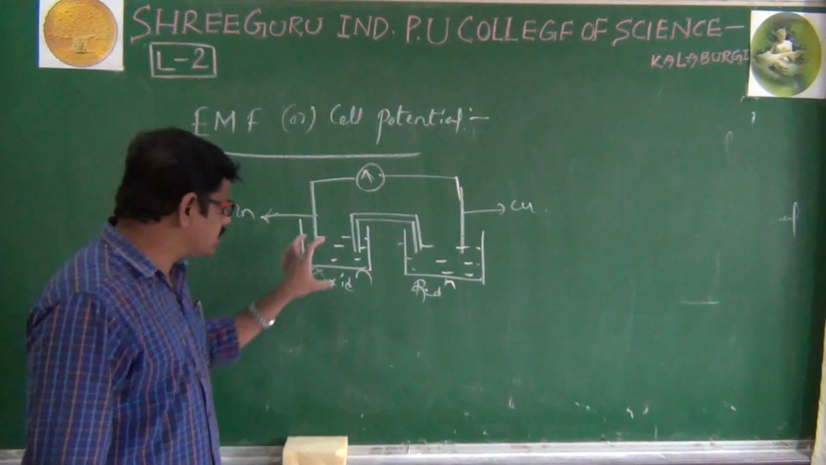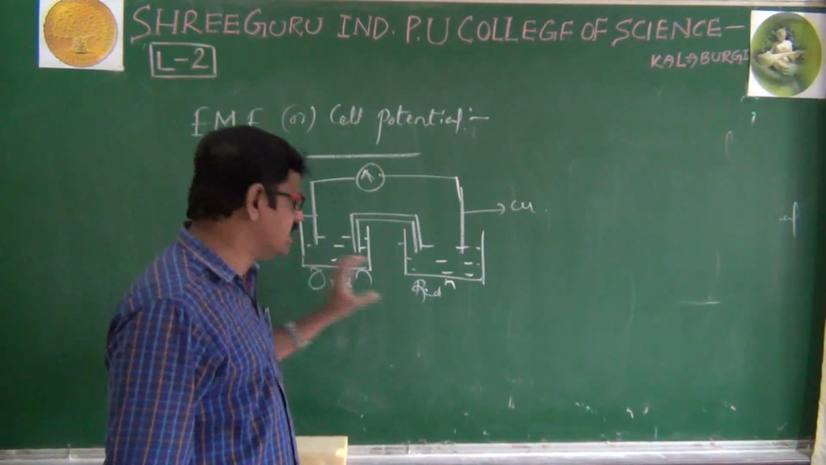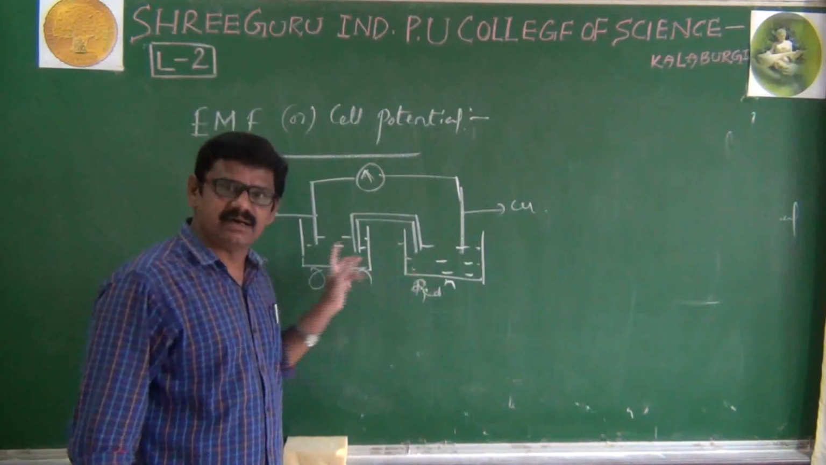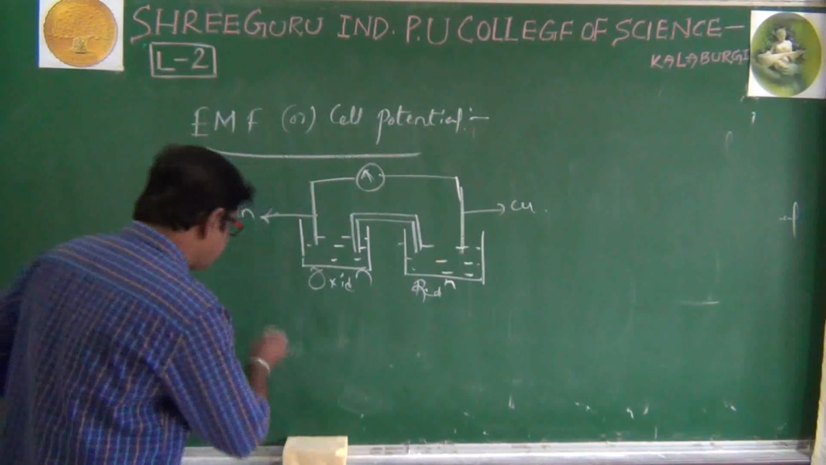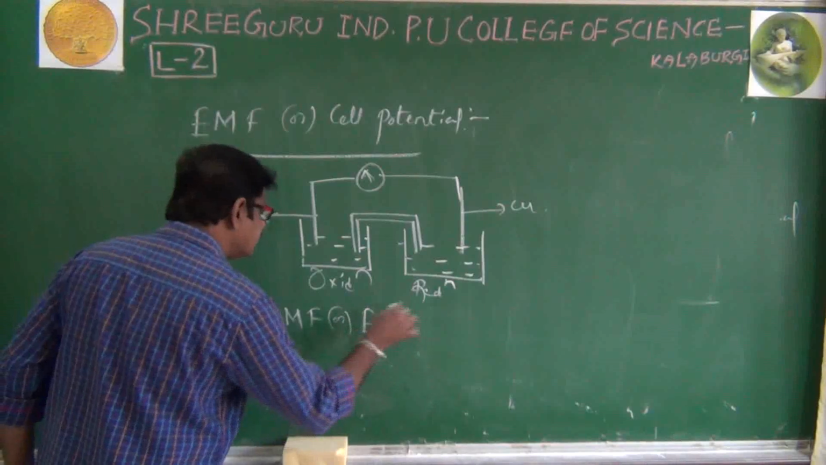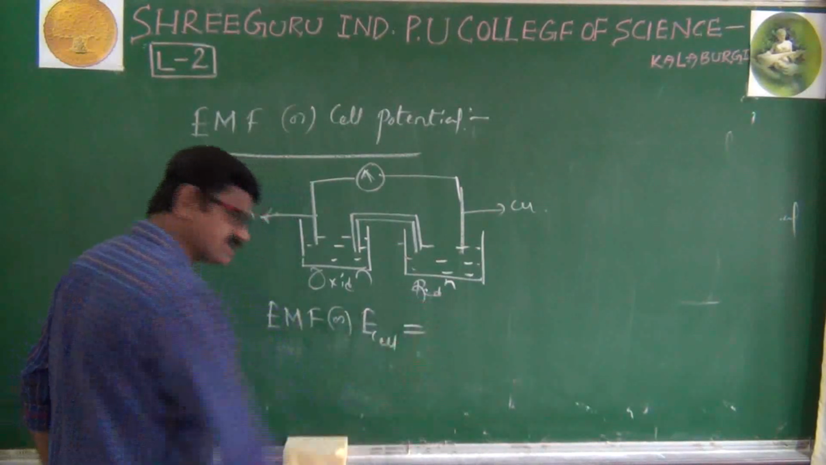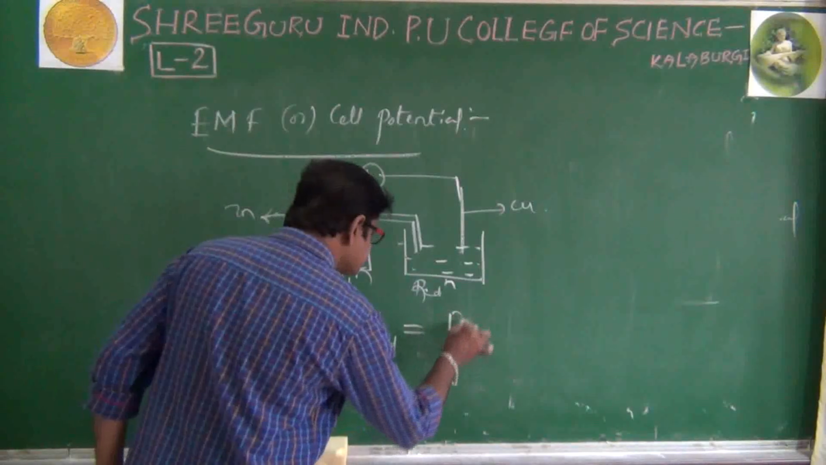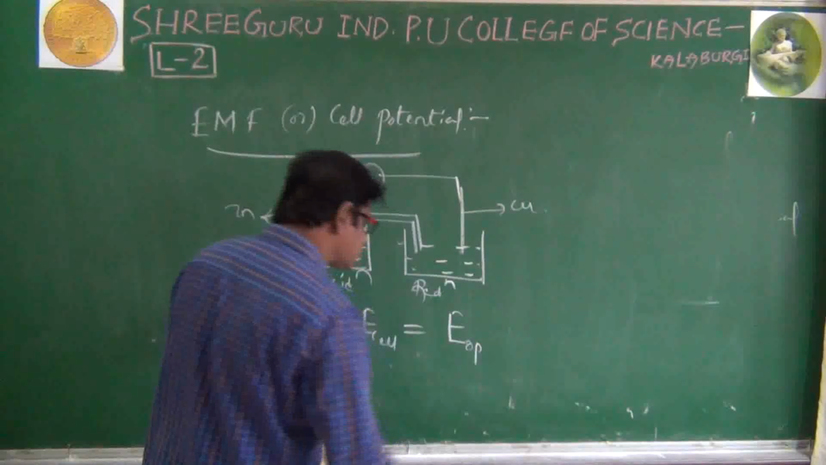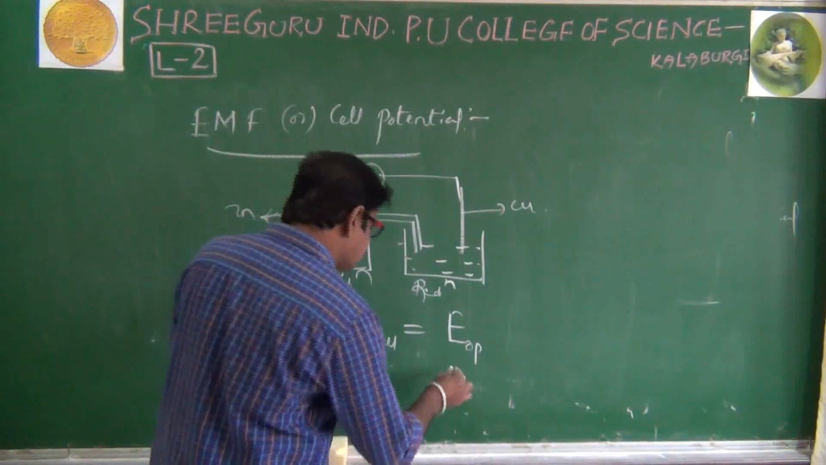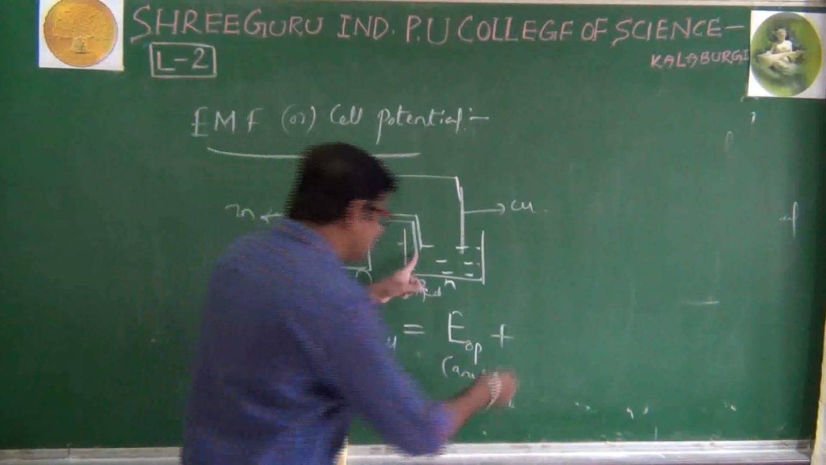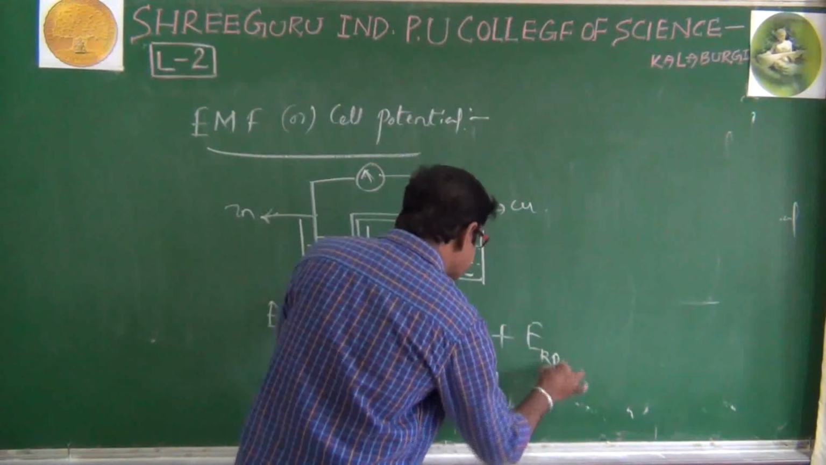Very simple. Whatever oxidation potential has been generated as well as whatever reduction potential has been generated, both potentials we have to add. See here, EMF or E cell potential is equal to E, the oxidation potential of anode, plus E, the reduction potential of cathode.